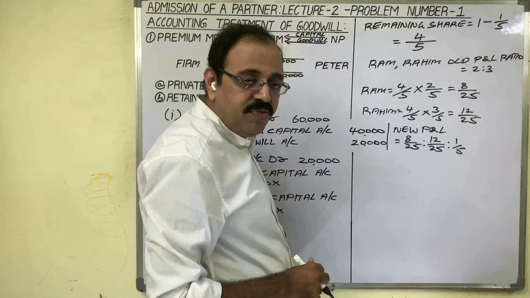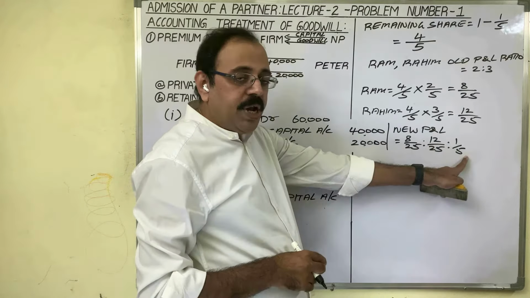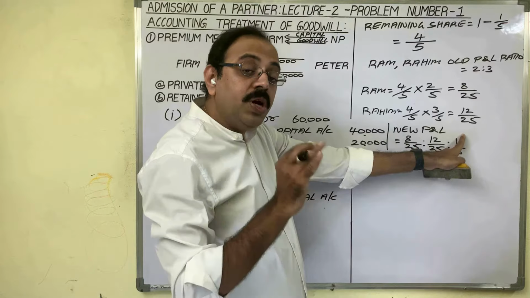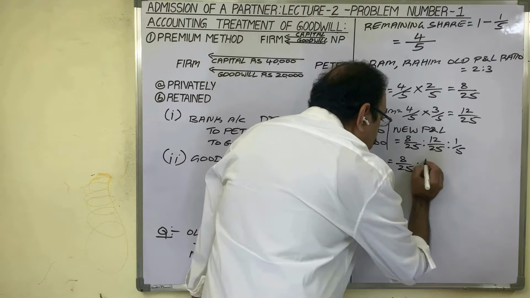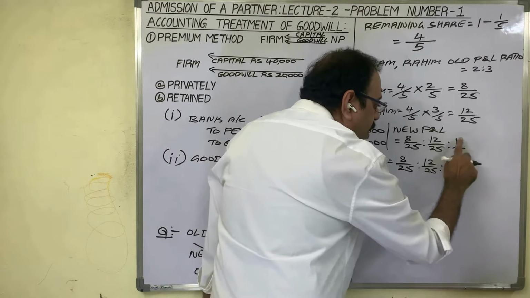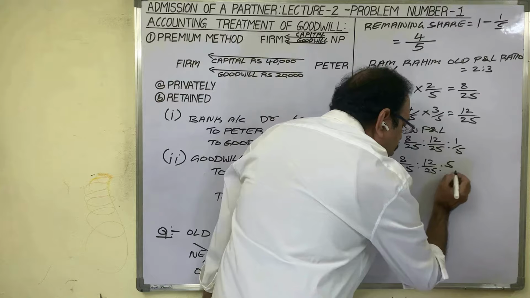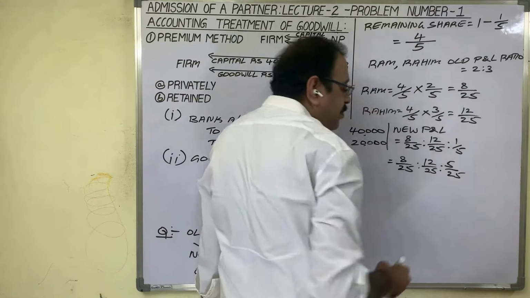5 fives are 25, no? With the number 5 you have to multiply. Not only the denominator, even the numerator you also have to multiply with 5. 5 ones are 5, 5 twos are 10, 5 fives are 25. 8 by 25, 12 by 25, and 5 by 25.